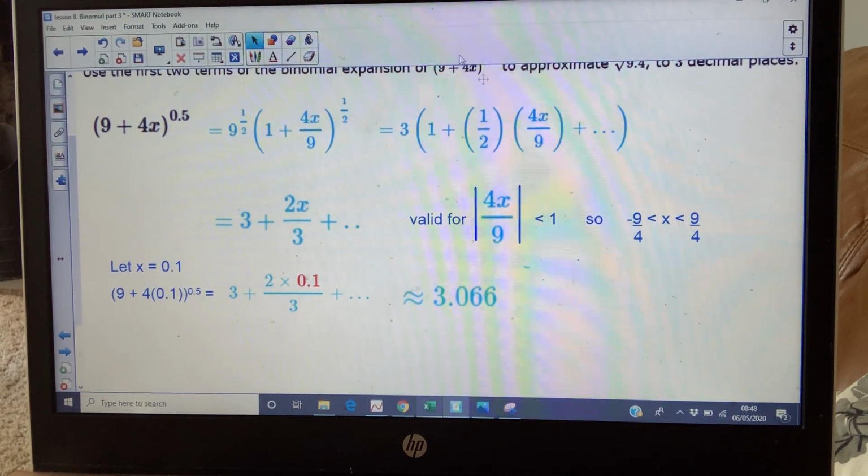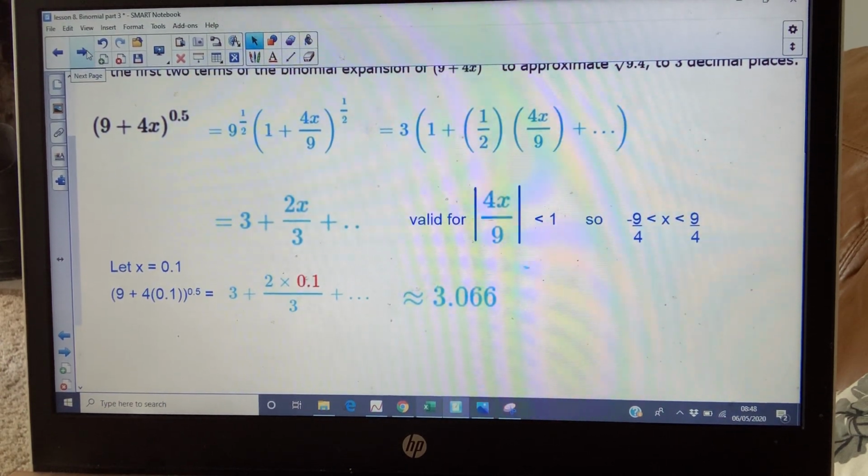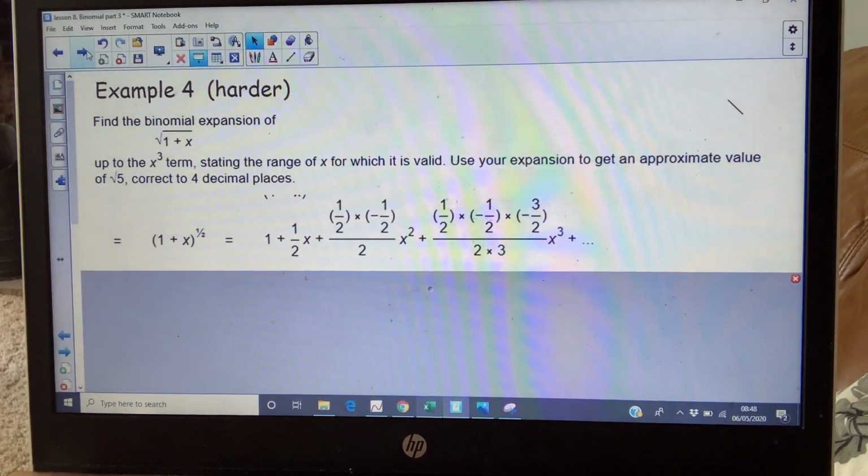A harder version of this type of question would be where it wasn't obvious what you would make the expansion or what you would substitute in for your value of x. And the reason being is that your condition of validity might not allow the most obvious example. So this, we would say, was a much harder question.